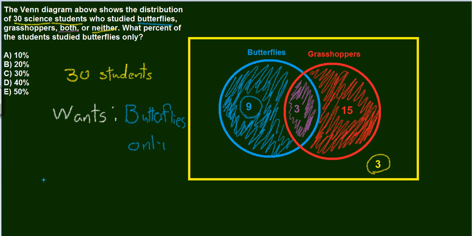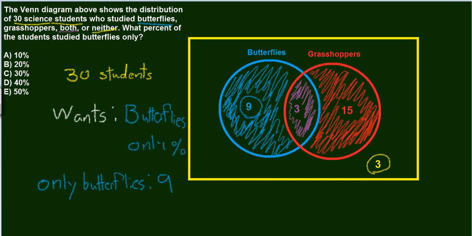Alright, so only butterflies. That was 9. Now is that what it's looking for? It's saying what percent of the students. So I should have made a mark here. We want the percentage of only butterflies. Okay, so how are we going to figure out the percent?